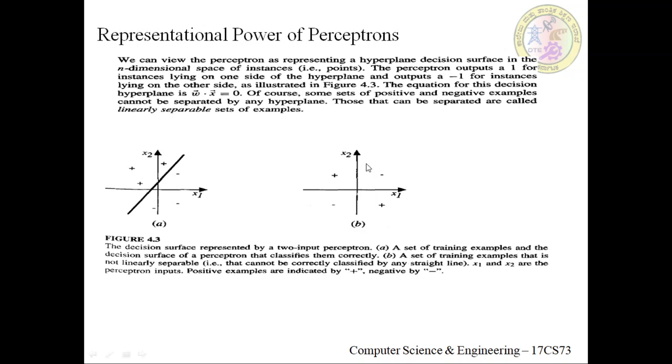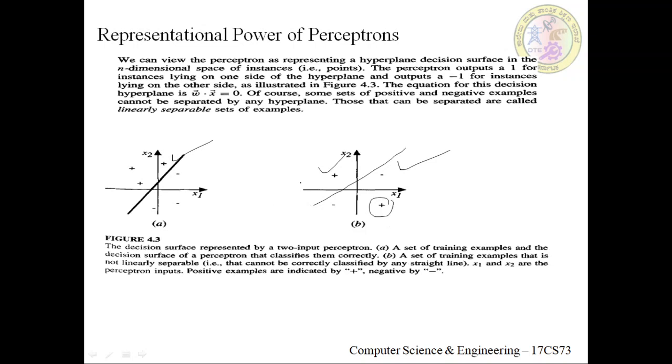One such example is what you can see here. If I draw a hyperplane like this, there is one positive here but another positive over there, so we cannot correctly classify them with the hyperplane. Those sets that can be separated are called linearly separable. This is an example of linearly separable, and this is an example of non-linearly separable.